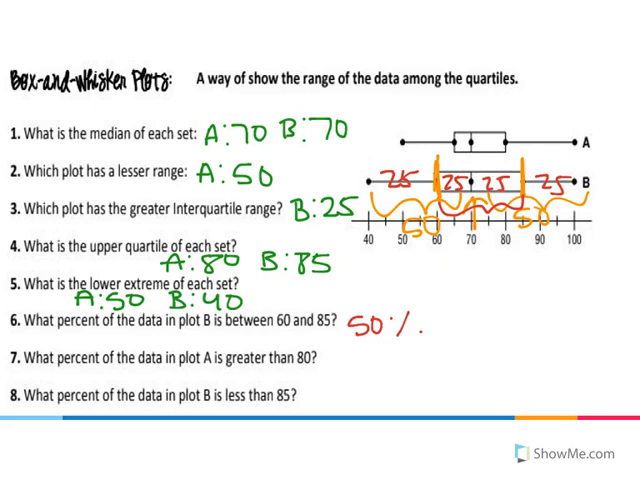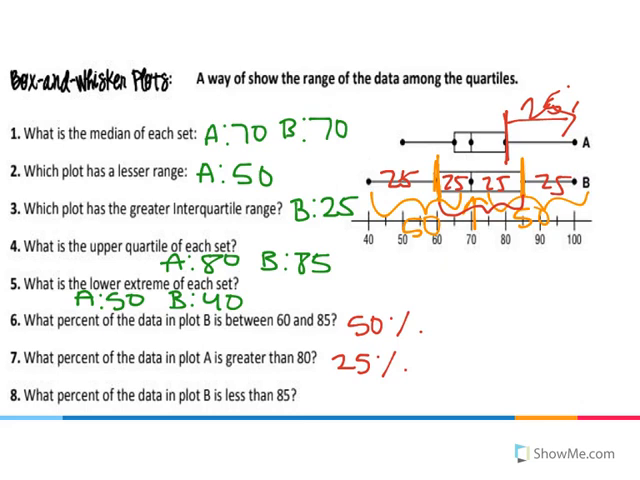Okay, and now what percent of the data in plot A is greater than 80? So if we go to 80, we want to see what's greater. Well, if we look down here, it's still 25% of our data. So 25% is over 80 in our plot A.